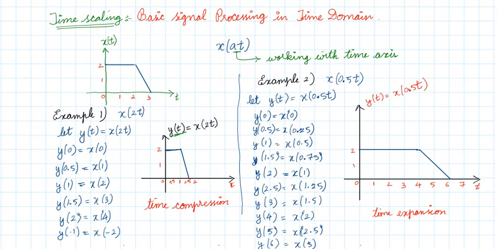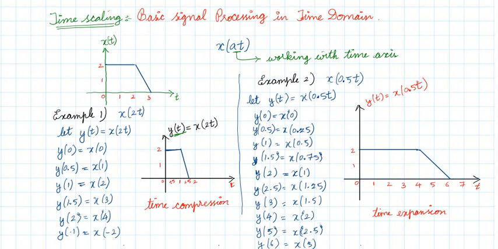Right. Next, we are going to plot x of 0.5t. The same way, let us assume y of t equal to x of 0.5t. For various values of t, we get these values. Using these values, you can plot this. Or else, here a is 0.5. So using this 0.5, divide everything by 0.5. So 0 by 0.5 is 0. 1 by 0.5 is 1 by 1/2, which is 2. 2 by 0.5 is 4. 3 by 0.5 is 6.